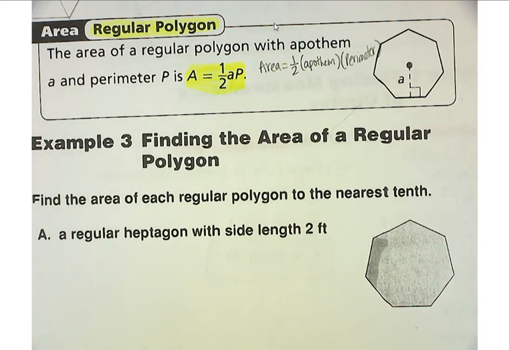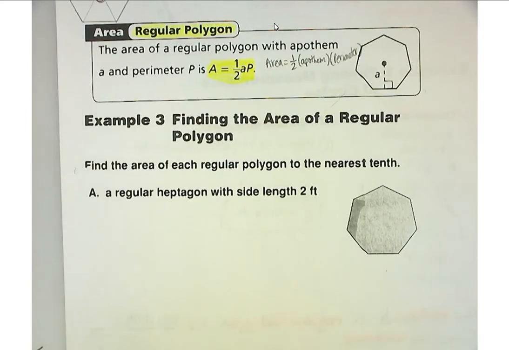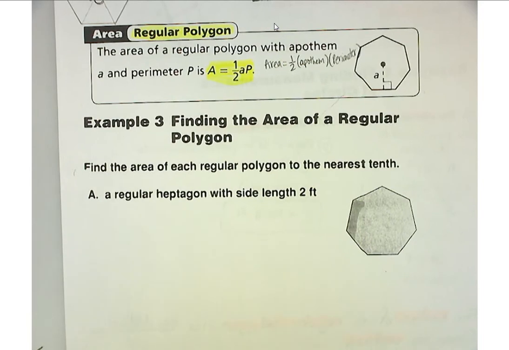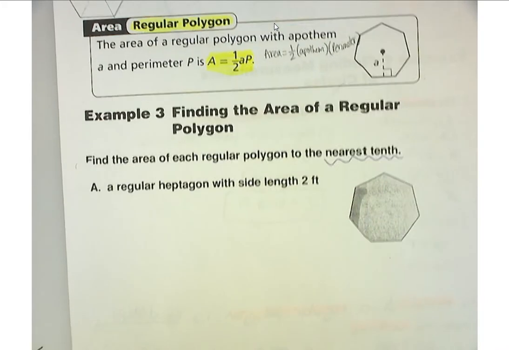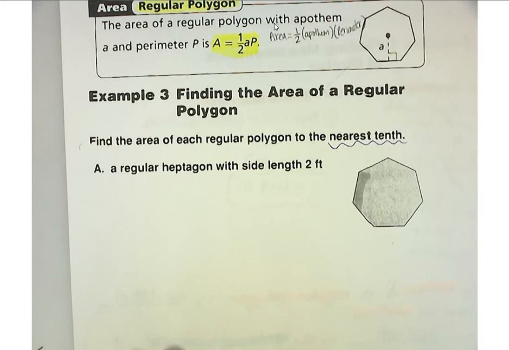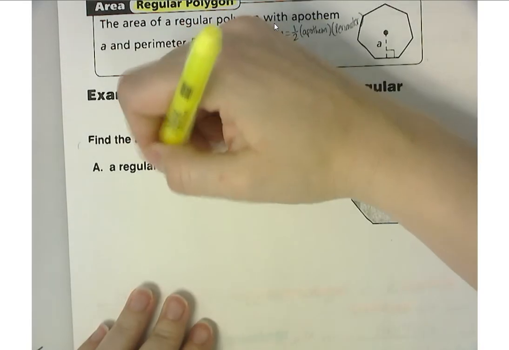All right, so now we are going to find the area of a regular polygon. It says find the area of each regular polygon to the nearest tenth. So that's where we're going to be rounding, to the nearest tenth. We have a regular heptagon, and a heptagon has how many sides? 7, right, with a side length of 2 feet.